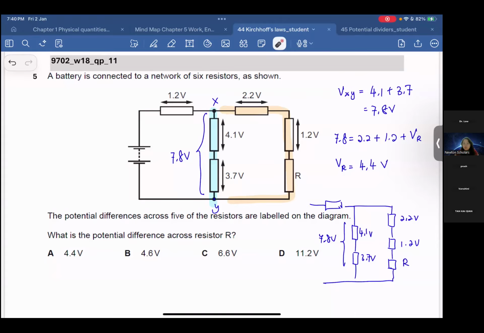Are you answering the voltage, the potential difference across R, or are you answering me about the EMF? Any of you can tell me, if I'm asking the question, what is the EMF? Do you know what the EMF is? Should be easy. If the question changes, it's asking you about what is the EMF. So can you answer me what is the EMF to complete the circuit?